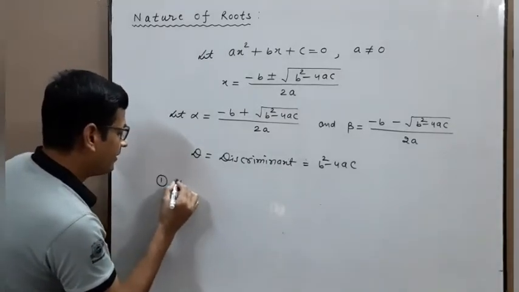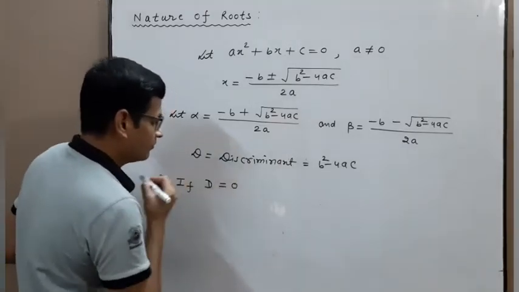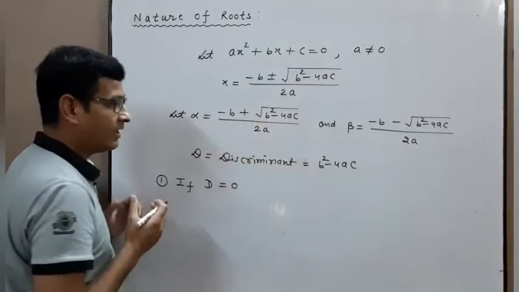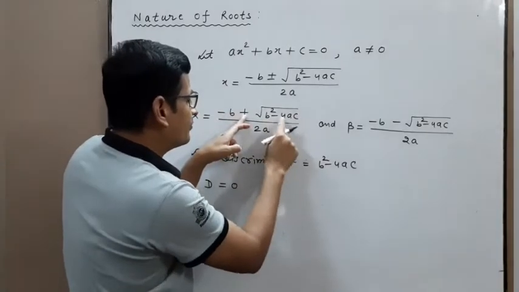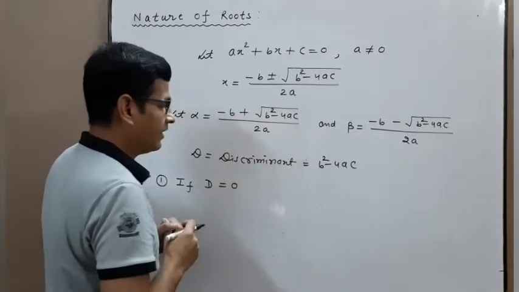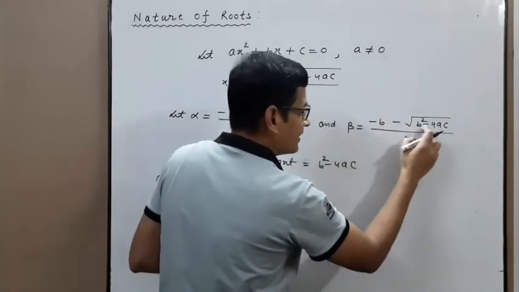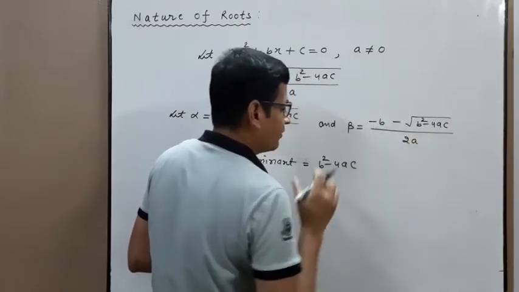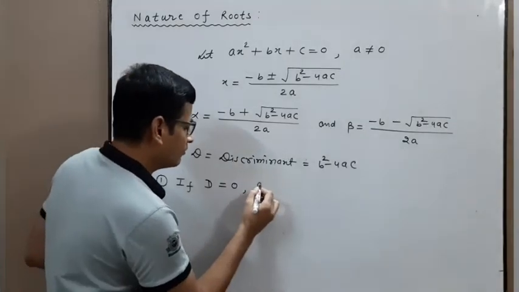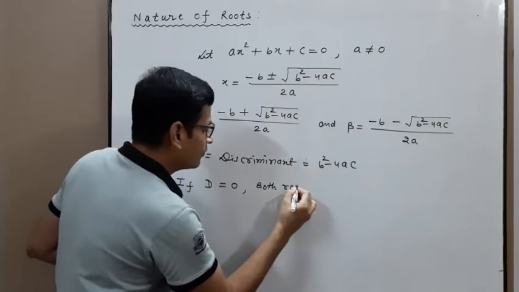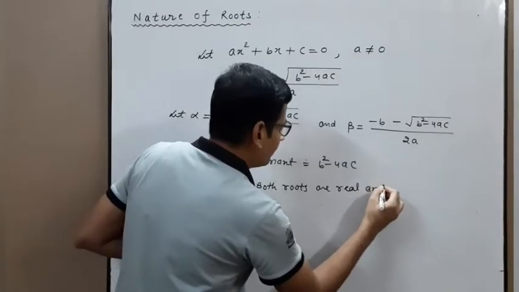1. If the discriminant is equal to 0, meaning this quantity is 0, what happens? Alpha equals minus b plus square root of 0, which means we get minus b upon 2a. So the first root is minus b upon 2a, and the second root is minus b minus 0 upon 2a, which is again minus b upon 2a. Both roots are equal and real. So if D equals 0, both roots are real and equal.